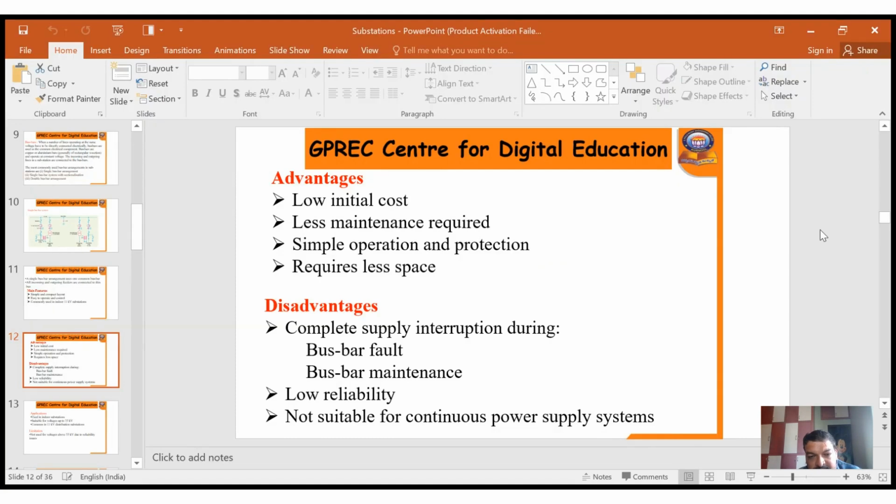Coming to the disadvantages, it contains only a single bus bar. When any fault occurs on the bus bar, complete interruption of the supply will take place, and also if we shut down for maintenance of the bus bar. It has low reliability, meaning when a fault occurs in the bus bar the supply is completely interrupted. It is not suitable for continuous power supply systems, so we can't use it for continuous supply of power.